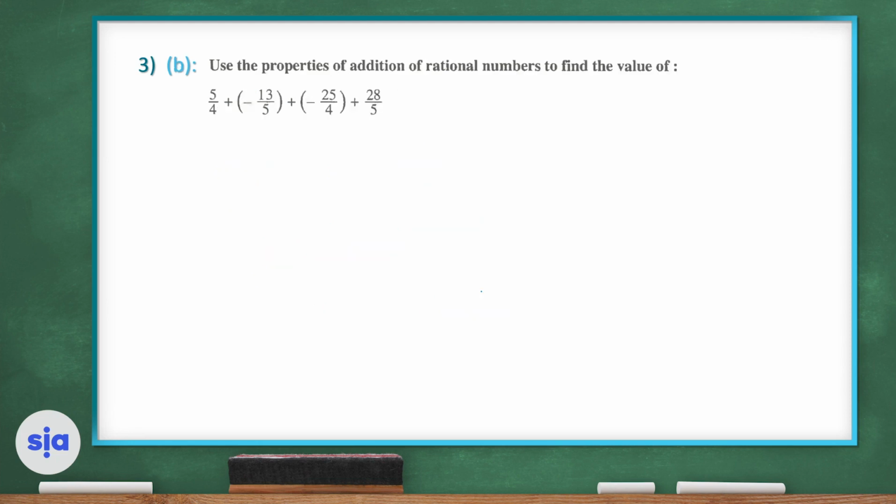Use the properties of addition of rational numbers to find the value of the following. As you can see here, we have 4 parts added together or subtracted. Here, what I want to do is get the parts that have the same denominator together. So 5 over 4 plus negative 25 over 4 plus the 28 over 5 plus the negative 13 over 5.